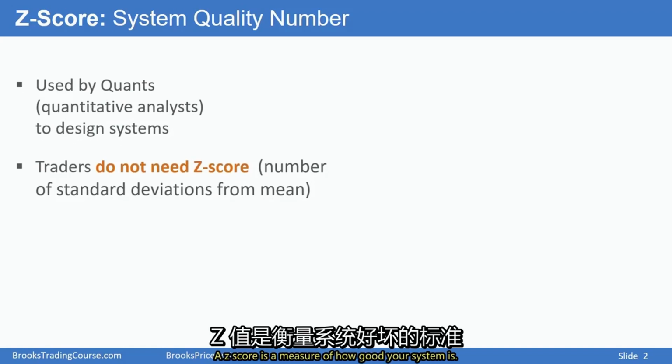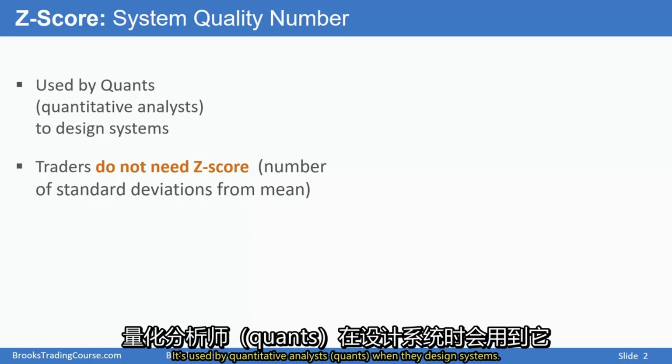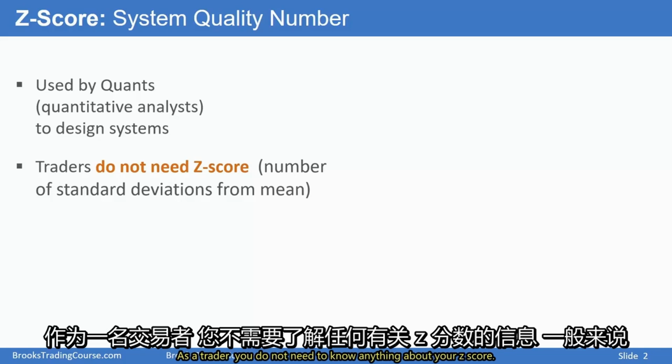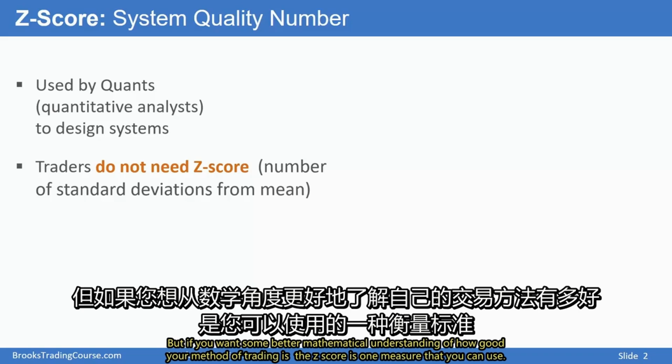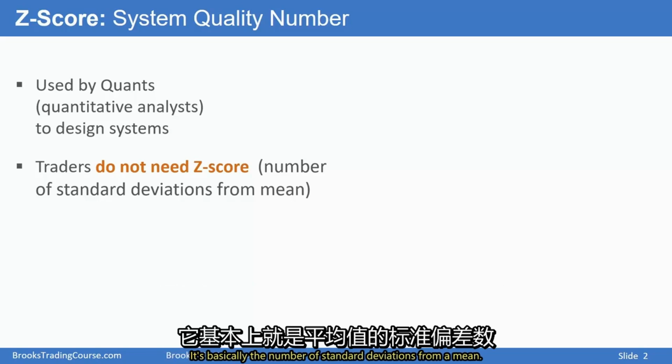A Z-score is a measure of how good your system is. It's used by quantitative analysts, quants, when they design systems. As a trader, you do not need to know anything about your Z-score, but if you want some better mathematical understanding of how good your method of trading is, the Z-score is one measure that you can use. It's basically the number of standard deviations from a mean.